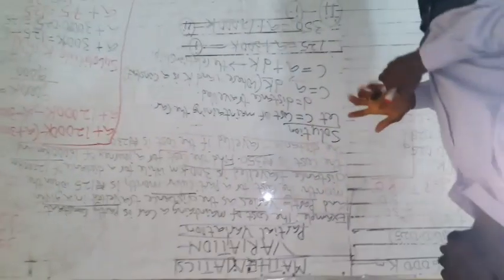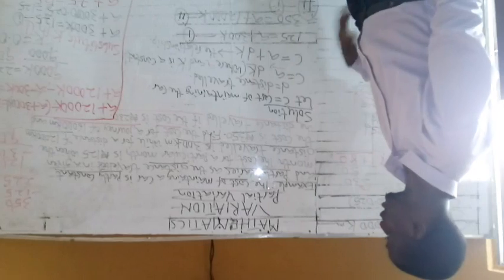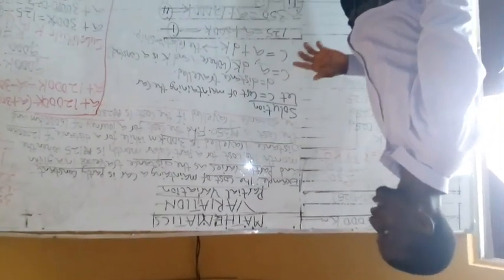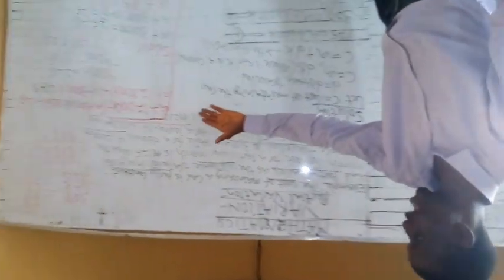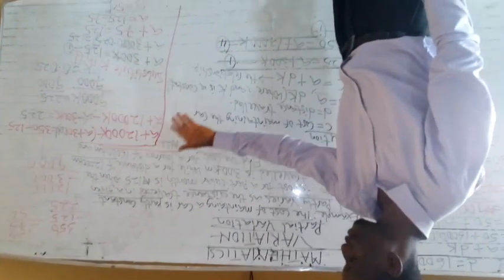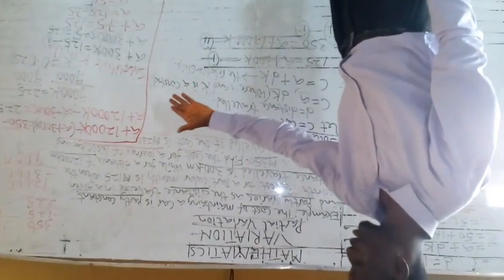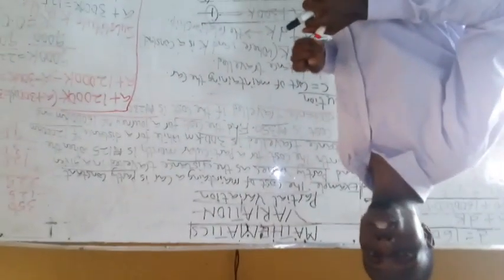Viewers at home, we have been able to look at partial variation, which is the concluding part of this episode to the topic variation. The cost of maintaining a car has been rightly solved on the board. We can see we've gotten our K to be 0.025. We got our A to be 50 with the method of simultaneous equation, and we have been able to answer all the questions.